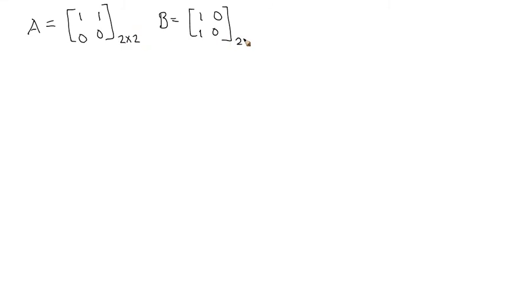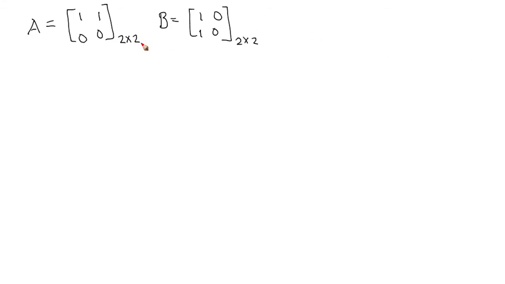And so what is A? A equals 1, 1, 0, 0, and B equals 1, 0, 1, 0. So this is AB. A is a 2 cross 2 matrix. It's a square matrix. B is also a 2 cross 2 matrix.